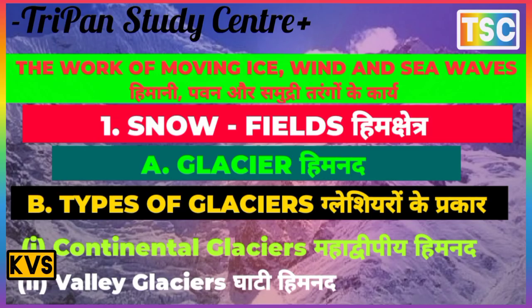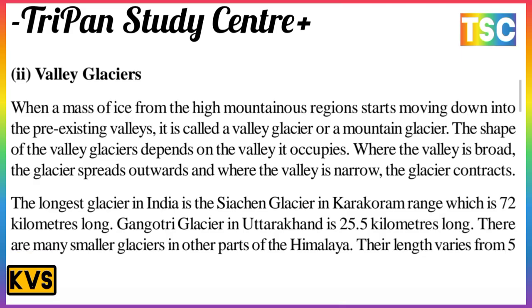The next type is the valley glacier. The valley glacier is the most important here. When a mass of ice from the high mountainous region starts moving down into a pre-existing valley, it is called a valley glacier or mountain glacier.